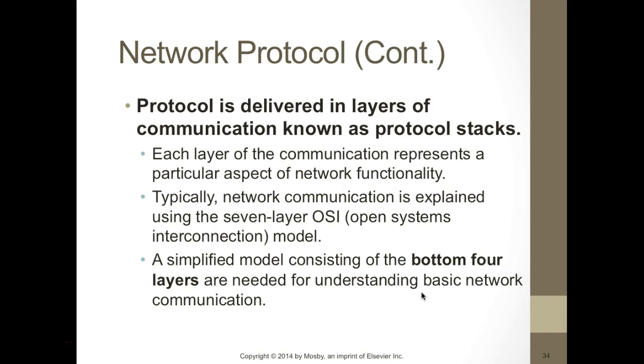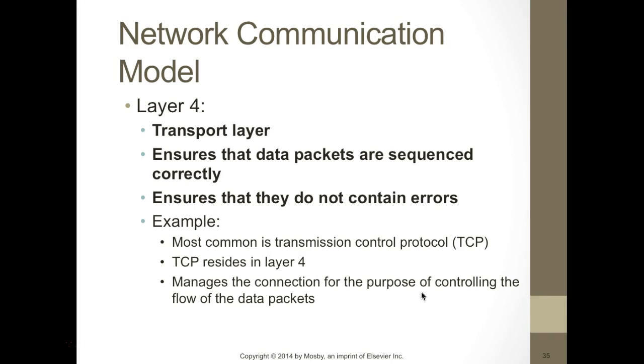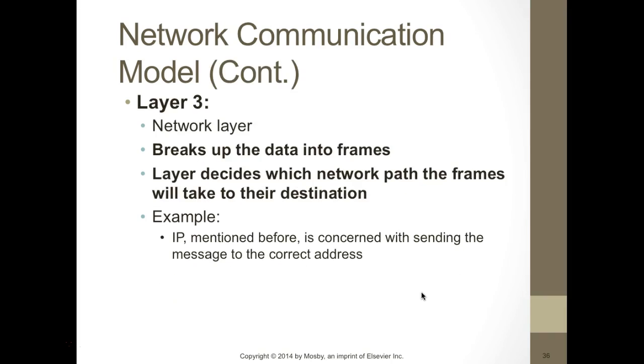So typically a network communication is explained using 7 layers of the Open Systems Interconnection model. A simplified model consisting of the bottom 4 layers is needed to understand the basic network communication. So layer 4, this is the transport layer. It ensures that data packets are sequenced correctly and that they do not contain errors. The third layer breaks up the data into little frames. So the layer decides which network path the frames will take to their destination.